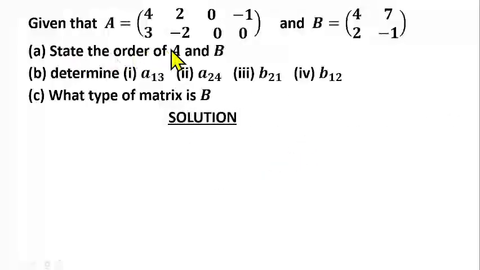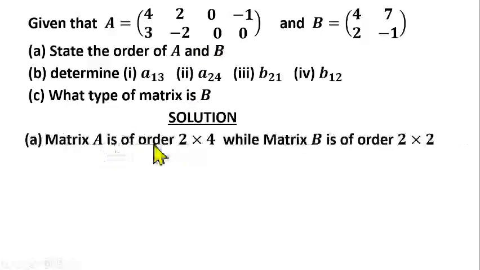You have to state the order of matrix A and B. By now you should know the meaning of order: how many rows, how many columns. That's what we have talked about before. So matrix A has 2 rows, 1, 2, 3, 4 columns. So this should be 2 by 4. Matrix B has 2 rows, 2 columns, that should be 2 by 2. So the order of matrix A is 2 by 4 and the order of matrix B is 2 by 2. That is the first question.